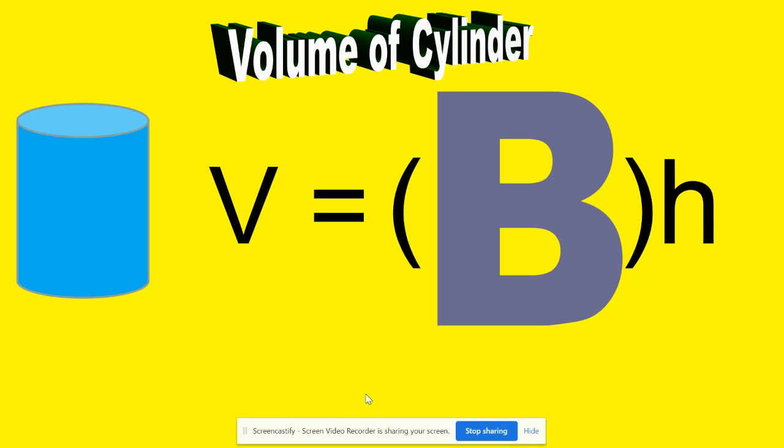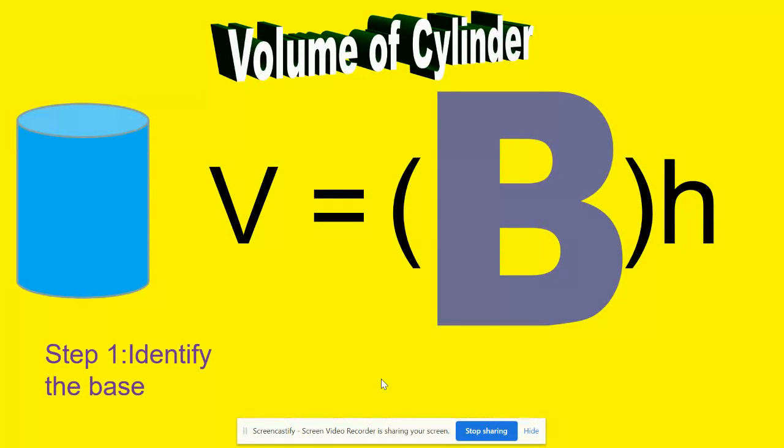And here we see that we do have a cylinder, and the formula that we can find on our mathematics reference chart is V is equal to big B times height. You really need to be familiar with big B because we're going to be seeing it throughout our unit on volume. So I'm just going to share with you the steps that you're going to need to go through to solve problems pertaining to cylinders.